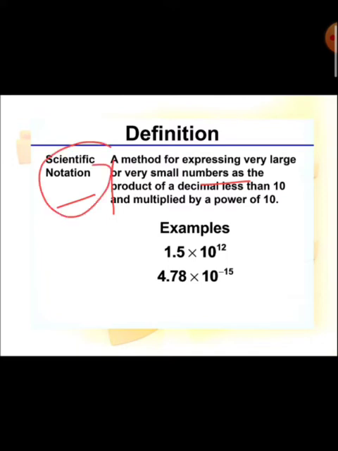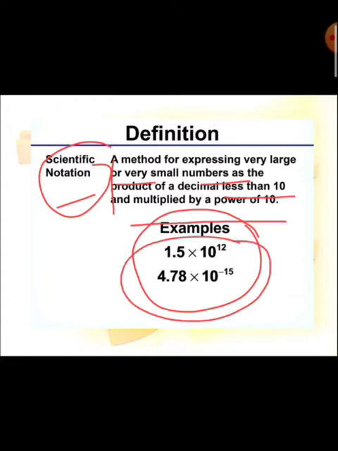Scientific notation means a method for expressing very large or very small numbers, listen carefully, as the product of a decimal less than 10 multiplied by a power of 10. These are examples of scientific notation. When we write the number in this form, it is called scientific notation. So this is the definition, and you can write it down. This is very important. Again listen: a method for expressing very large or very small numbers as the product of a decimal less than 10 and a power of 10.